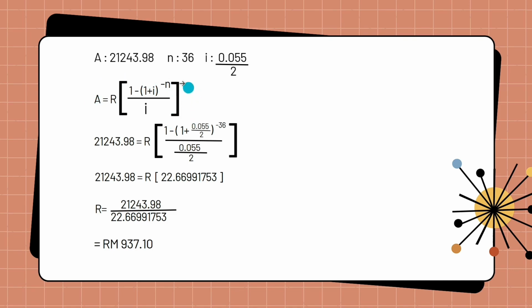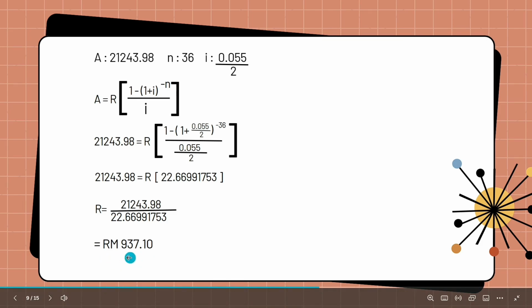For the next step, we will be using the annuity A formula to find how much she can withdraw from the account, using the answer from the previous calculation as the A, which is 21,243.98, n equal to 36, and i equal to 0.055 over 2. Then, we put the information in the formula. After solving, I will swap the R to the left side and finish the calculation by 21,243.98 over 22.66991753. Finally, we will get the answer, which is RM 937.10.